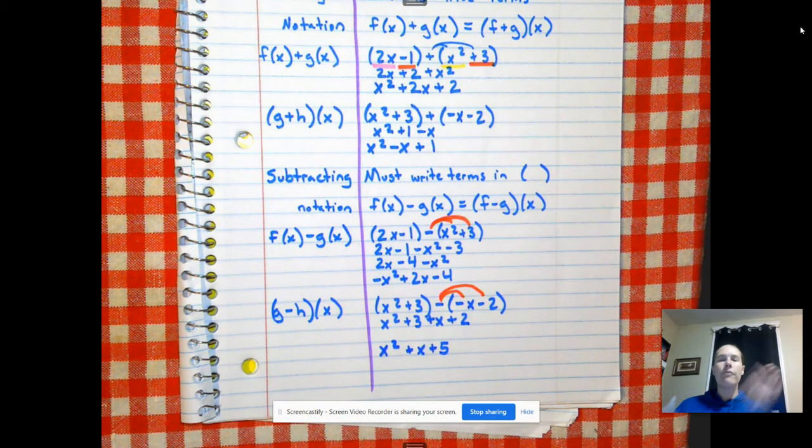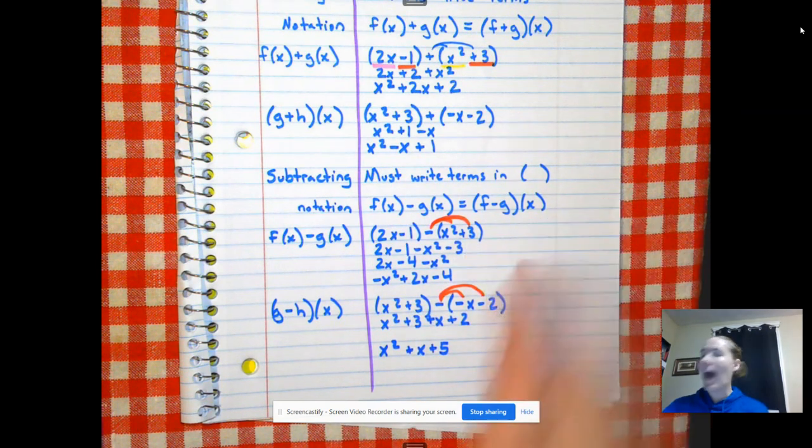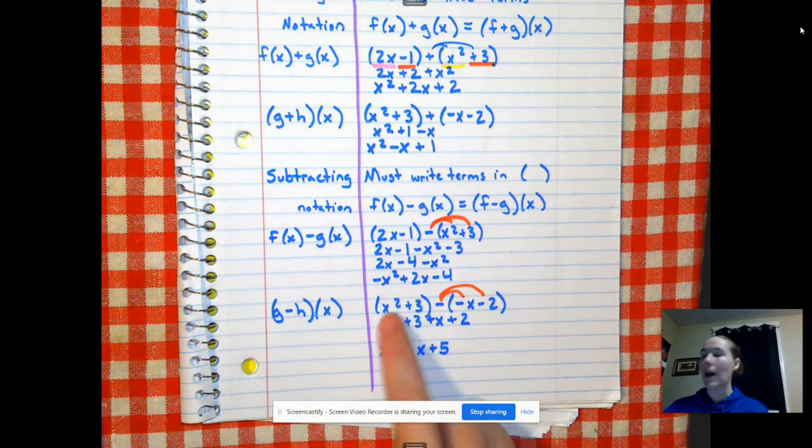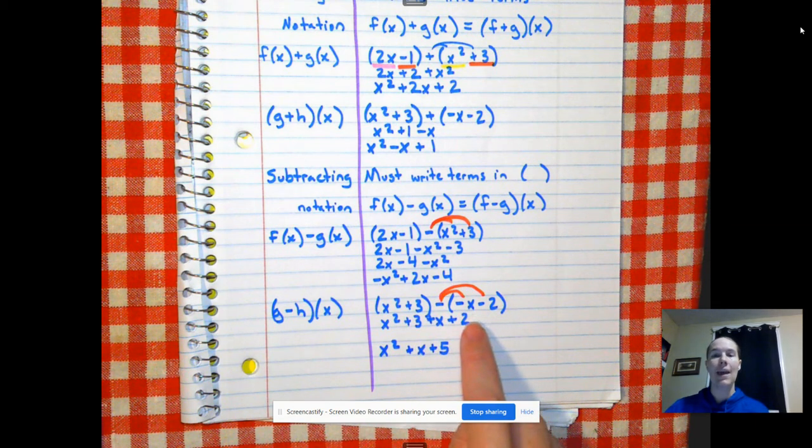I wrote out every little step, but as you get more comfortable with it, you don't have to write out every single step like I did here. But I highly recommend always write this first step with the parentheses, because that's where people mess up all the time.